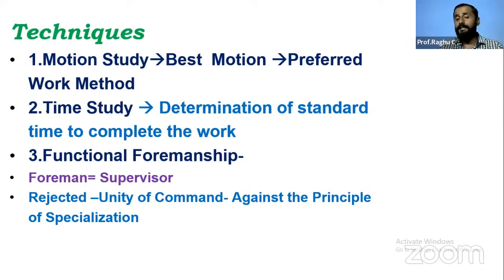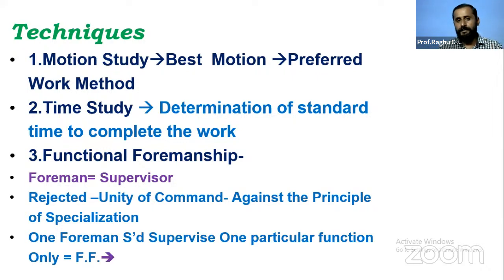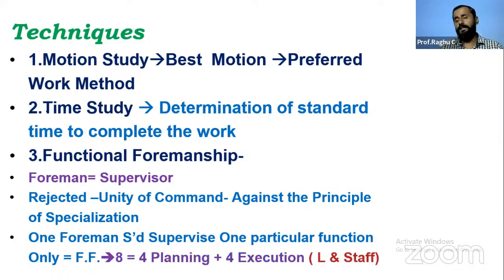It was against the concept of unity of command. Unity of command means one individual should receive command from only one boss. So in this regard, he said that one foreman should supervise one particular function only. These terms are still used where mechanical works are involved. So here he said that there should be 8 functional foremen, functional supervisors, 4 related to planning and 4 related to execution.